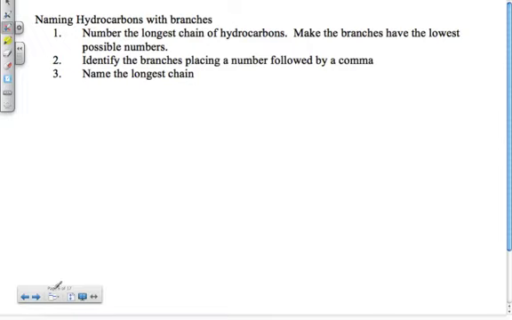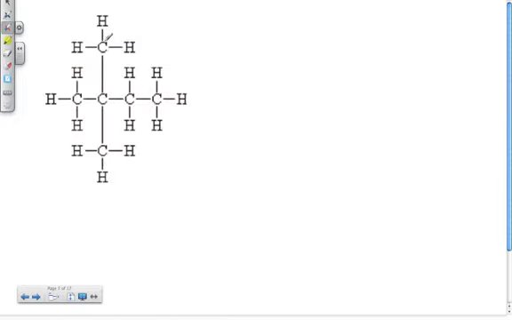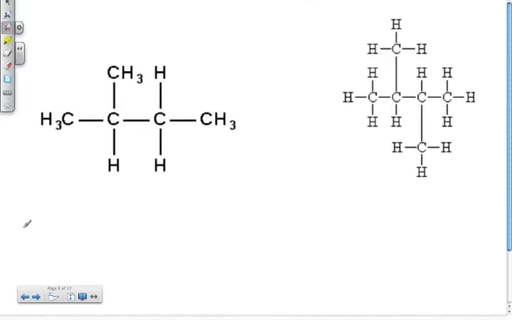So let's look at some examples. In this one, my longest chain, if I go north to south, is only 3. If I go left to right, it's 4. So 1, 2, 3, 4. I see that I've got methyl groups on the number 2, so 2,2, and it's going to be dimethyl because there's 2 of them, and the longest chain is but, and it's all single bonds. You had 2 of those of the same one on your paper.